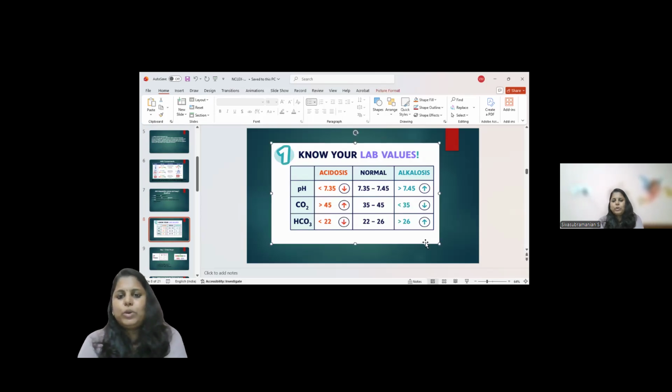First, we must know the normal values. If you know the normal values, you can easily interpret the ABG results. It is essential to memorize the normal values. Sometimes they will be given, but it is better to have the normal values in memory.